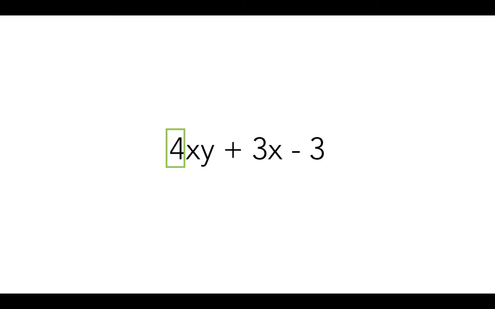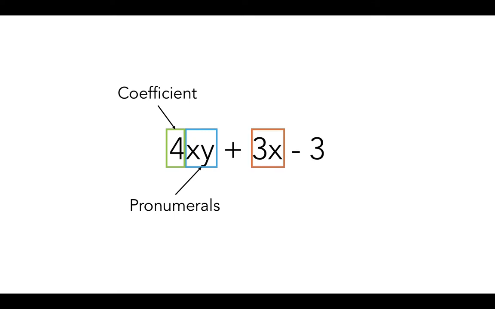So we have this number out the front. These are called the coefficients. So we have the coefficient of xy is 4 and the coefficient of x is 3. So the coefficient is the value out the front of a pronumeral or a letter. Then we have here our x and our y. We call these our pronumerals or variables. They are something that can change. So the value of them can change.